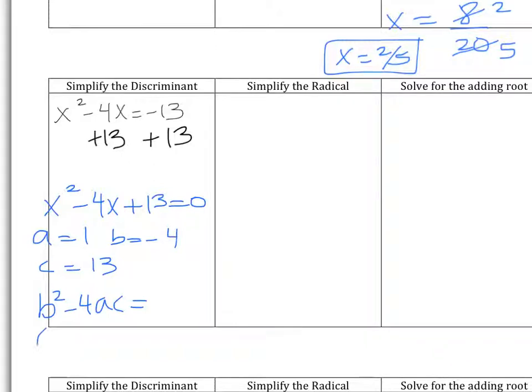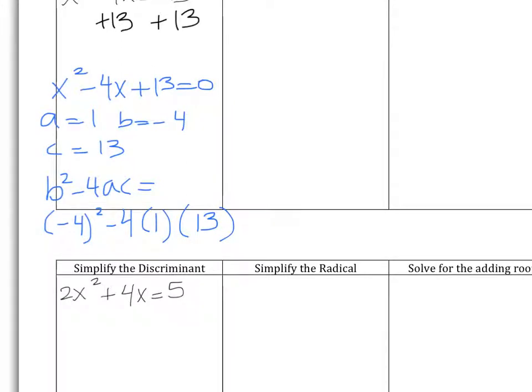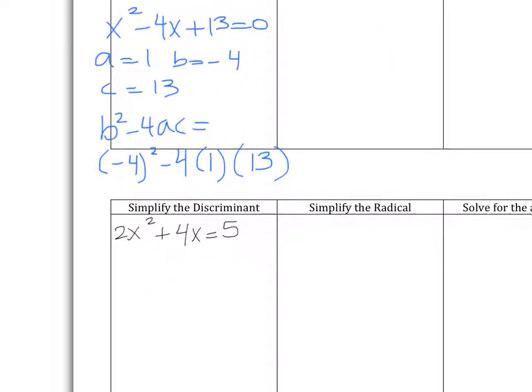So b squared is going to be negative 4, all of it to the power 2. See how I'm putting it inside the parentheses? Minus 4 times the a times the c. And that's going to give me, as you can see, a negative number. So my b squared minus 4ac is going to be negative 36.